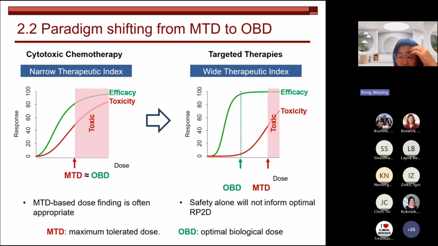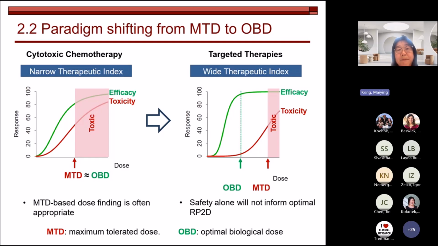What is the optimal biological dose? For example, in targeted therapy, the MTD through phase 1, we may find this one, the red one. But if we look at the efficacy, the dose does not need to be that high. This one has a similar efficacy as MTD, but the dose level is much lower. That is called the optimal biological dose.